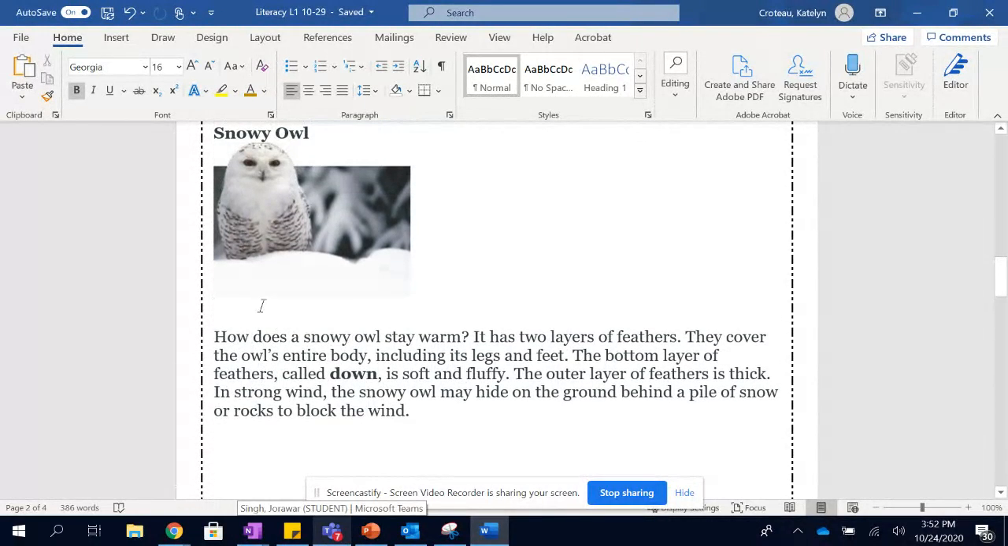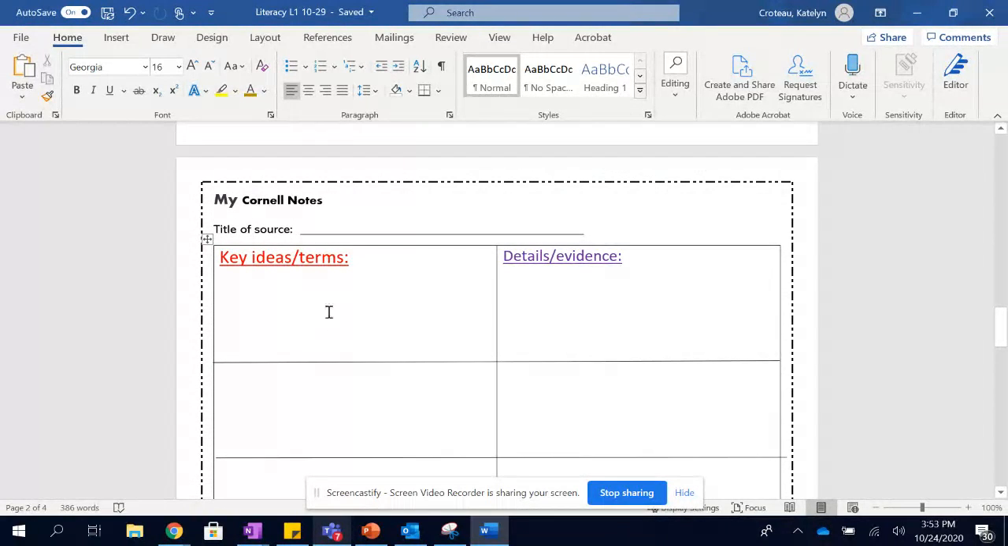Okay, snowy owl. How does a snowy owl stay warm? Well, it has 2 layers of feathers. They cover the owl's entire body, including its legs and feet. The bottom layer of feathers, called down, is soft and fluffy. The outer layer of feathers is thick. In a strong wind, the snowy owl may hide on the ground behind a pile of snow or rocks to block the wind.